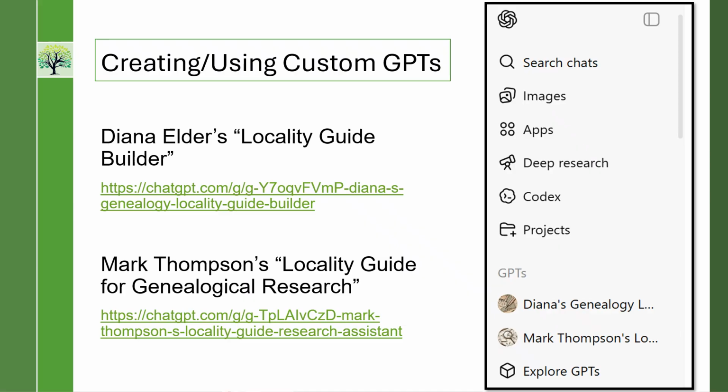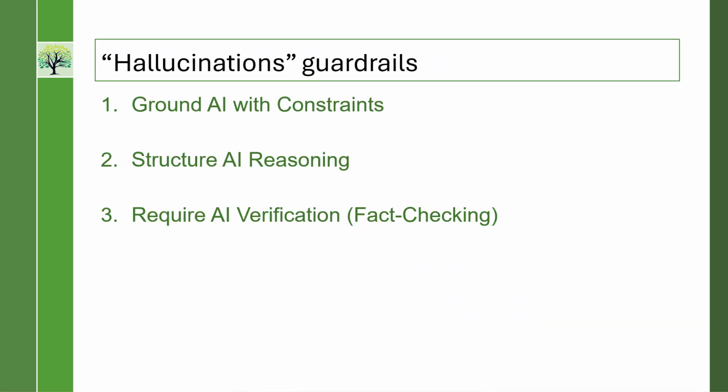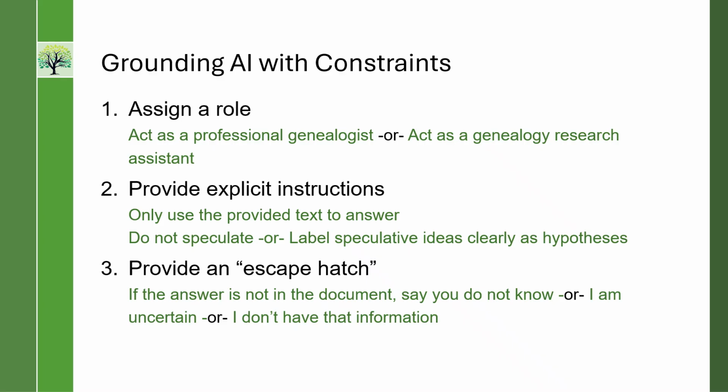Here's the important lesson. Remember we said it hallucinates. You've got to tell it, don't hallucinate. Now there's various ways you do that, and you build this into your prompt. So one way is grounding it. Well, you've already started grounding it when you assigned its role. So you want to be sure you've assigned that role properly.